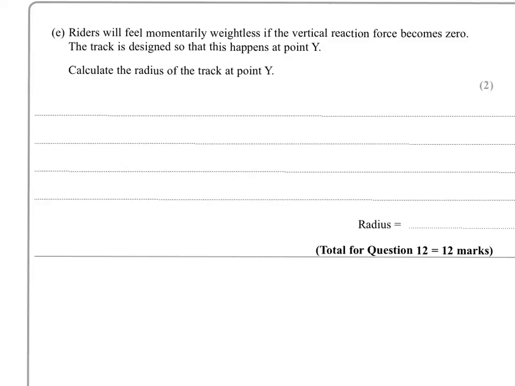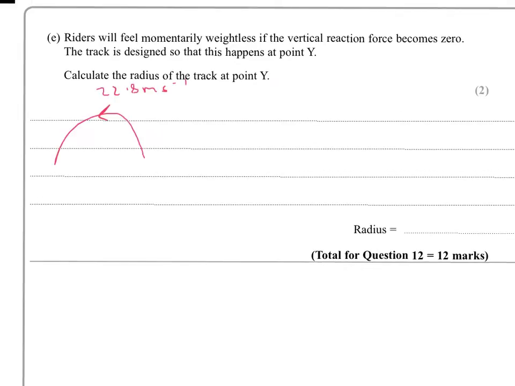Okay, riders will feel momentarily weightless if the vertical reaction force becomes zero, and a track is designed so that this happens at point Y. So what they're basically saying is if you go over the top of this thing at 22.8 meters per second, you're going to be weightless.